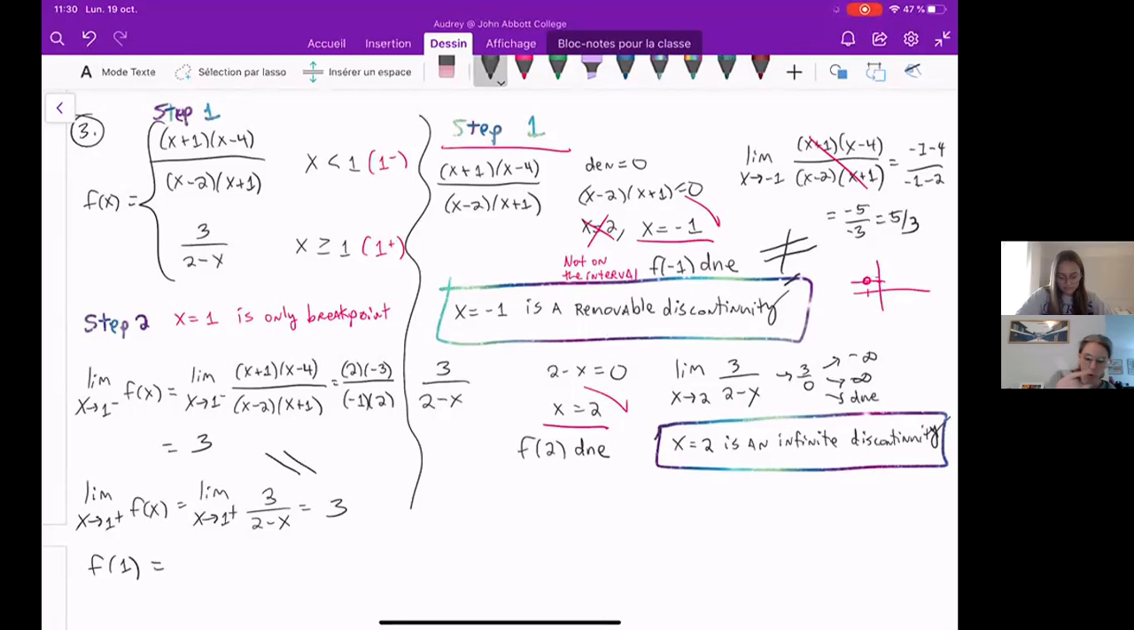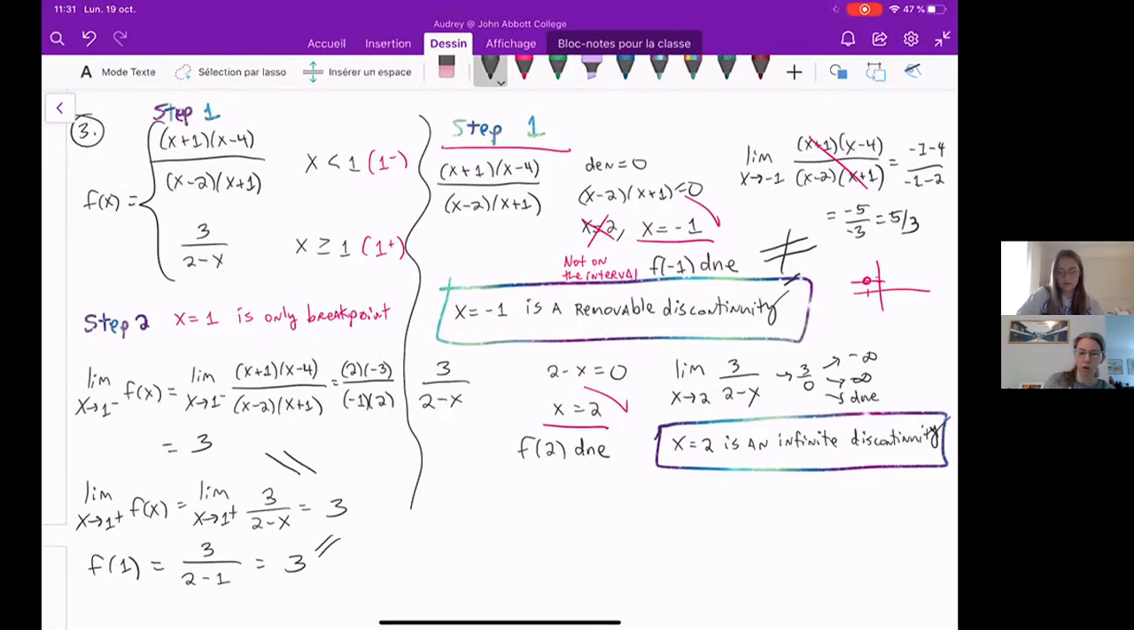What if there were no line? Then it does not exist. And in that case, imagine another problem where there was no line. The limit from the left equals the limit from the right equals 3. F of 1 does not exist. What kind of discontinuity do we have there? Removable, you got it.